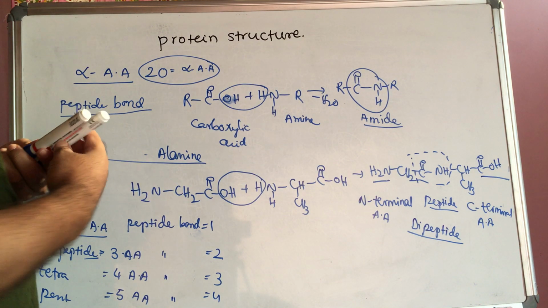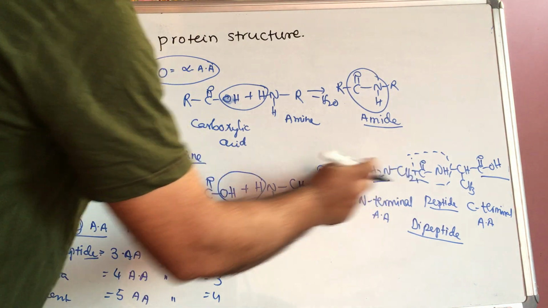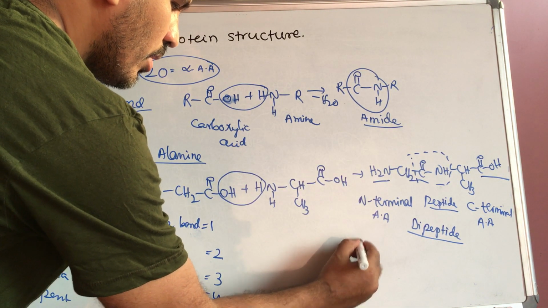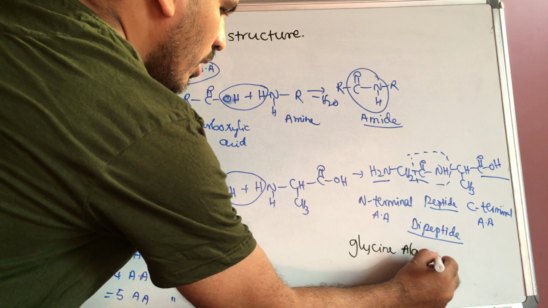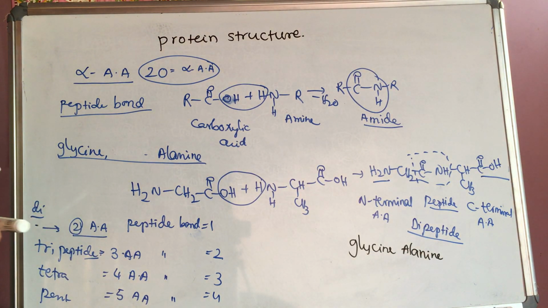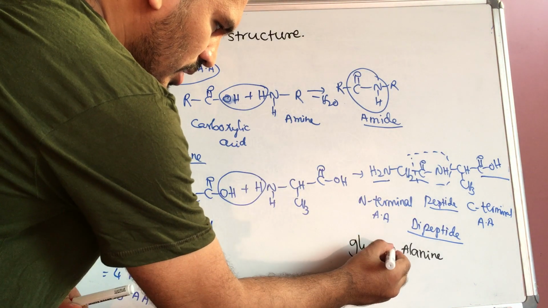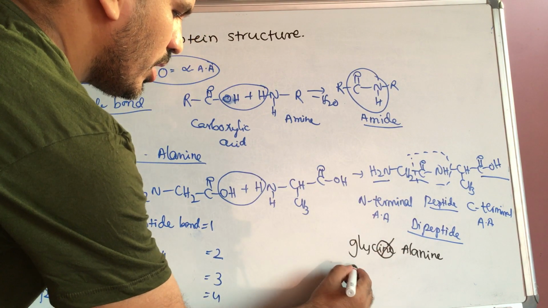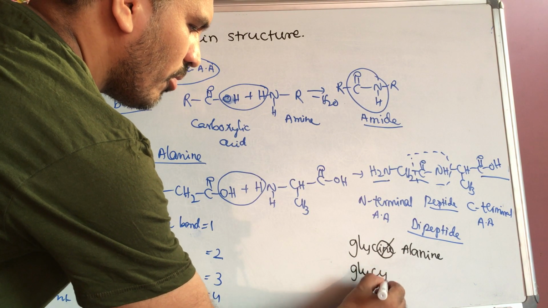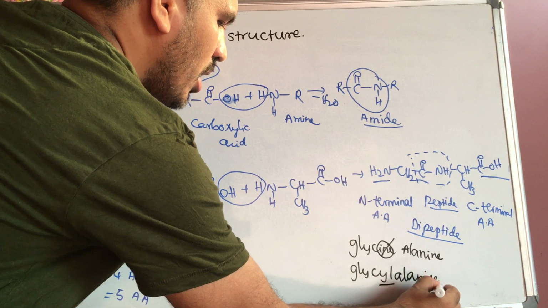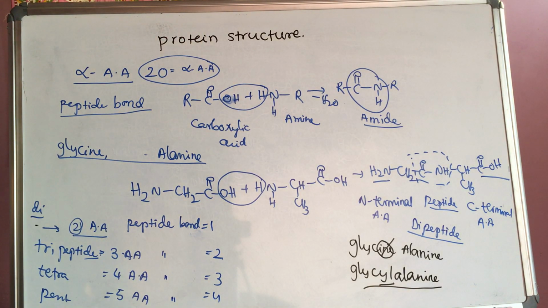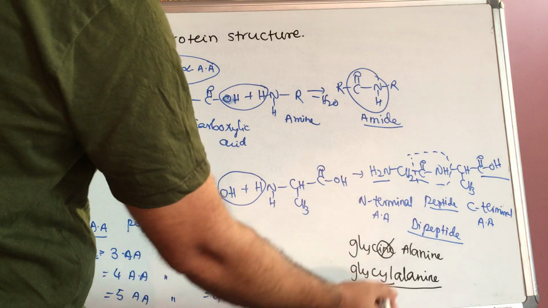And how to give the name for this peptide? This is the glycine part, glycine and alanine. These are separate names I represented here. But in peptide bond linkage, how to write? The INE drops. This one, INE drops, and we can write here glycine. YL should be added and there should be continuation alanine. The last amino acid name should be as it is, and for the first amino acid name, INE should be removed and we have to add YL.